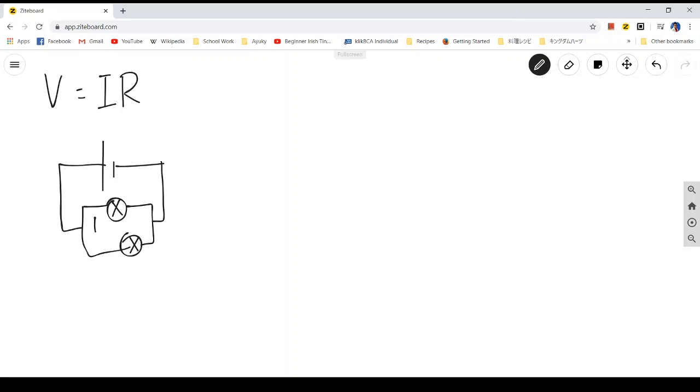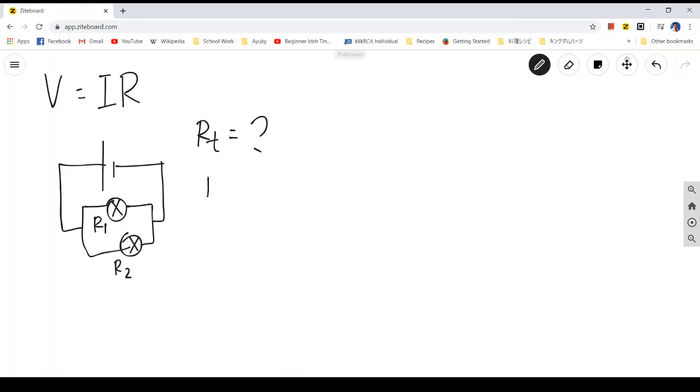Right, so let's label this one R1 and label this one R2, in which R1 is the resistance of the light bulb on the upper path, and R2 is the resistance of the other light bulb along the lower path. So in order to do this, we will need to find the RT, or equivalent resistance, for a parallel circuit. How do we do this? In fact, the calculation of equivalent resistance for parallel path is slightly more complicated than it is in series circuit.